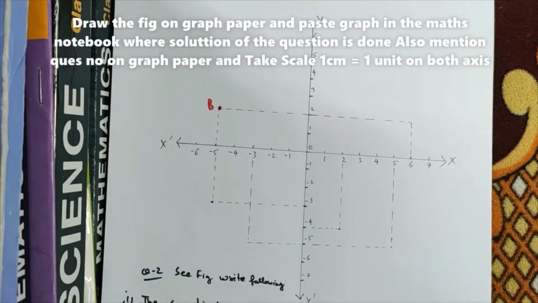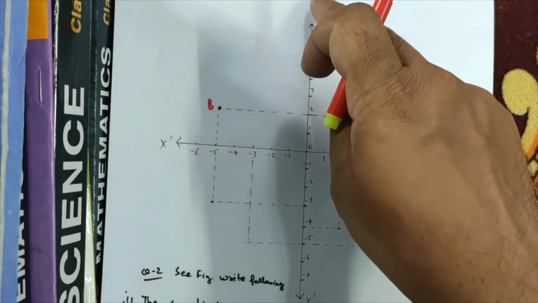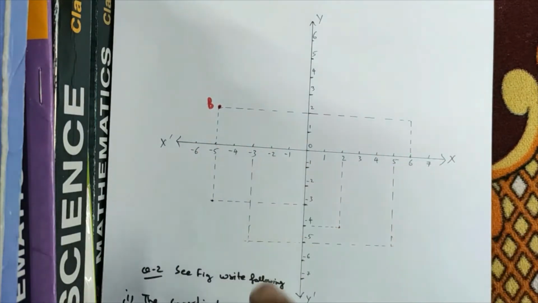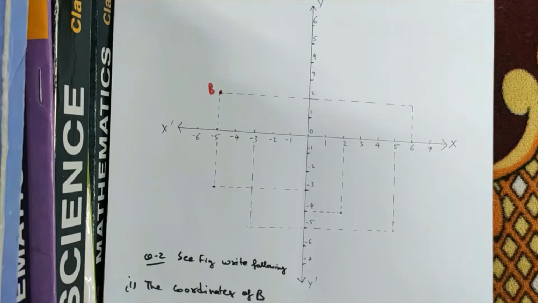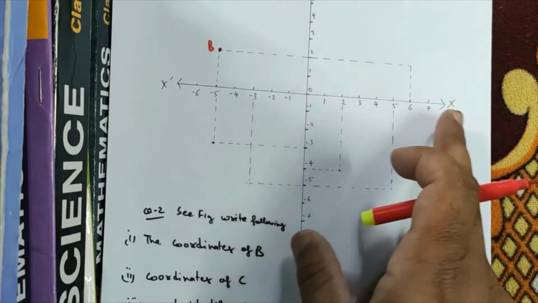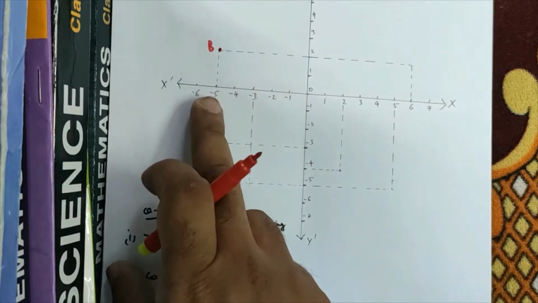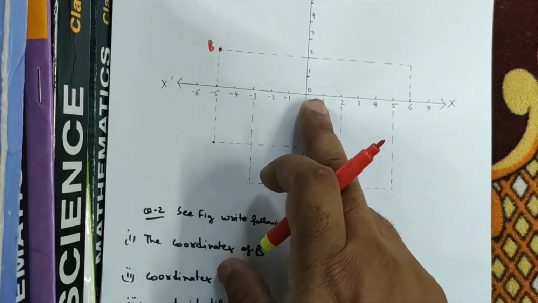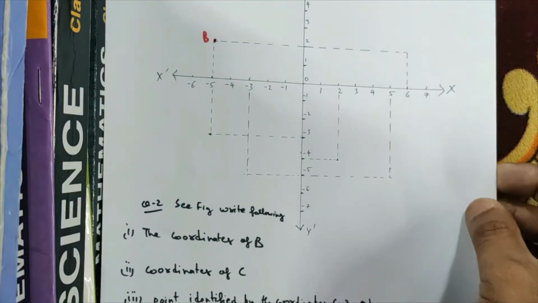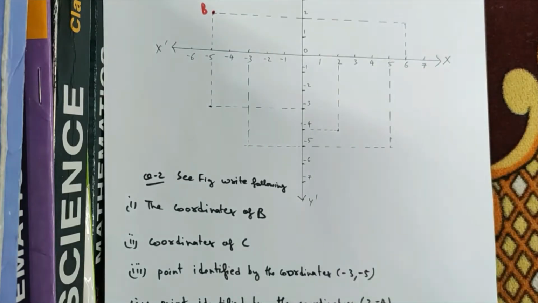In question number 2, we have to see the given figure. The figure is drawn. This is y, y dash, x, x dash, the xy axis, and the points are given. We have to write the answers according to the figure. So on the x-axis, obviously the right side will be positive integers, left side negative integers. Above the origin will be positive y coordinates, and below the origin will be negative y coordinates.